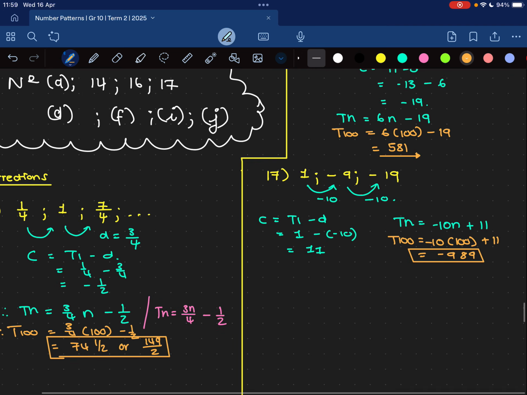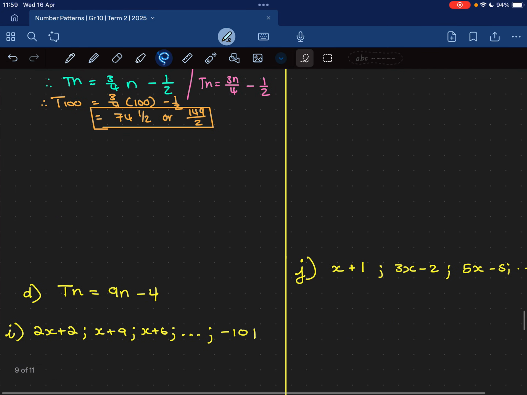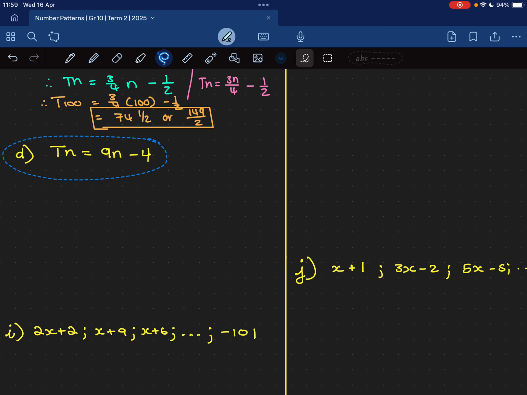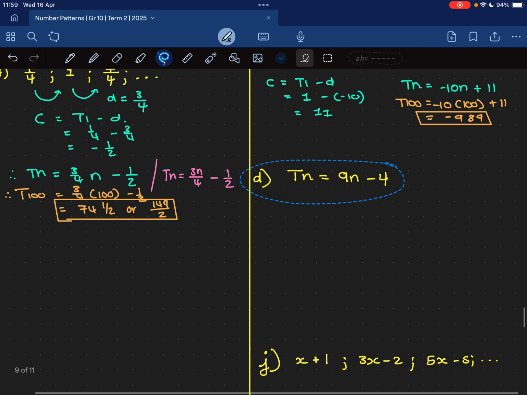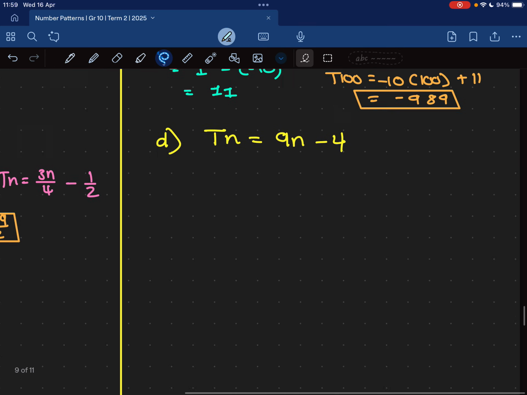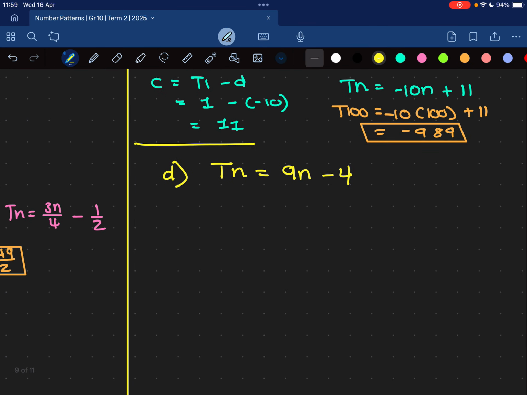Okay, so moving on, I gave you D to do as well. So I'll do D here. D specifically said that the general formula Tn is equal to 9n minus 4 is the nth term of that linear sequence. So the first question said that you had to determine the first 4 terms of the pattern. So basically they want T1, T2, T3, and T4.